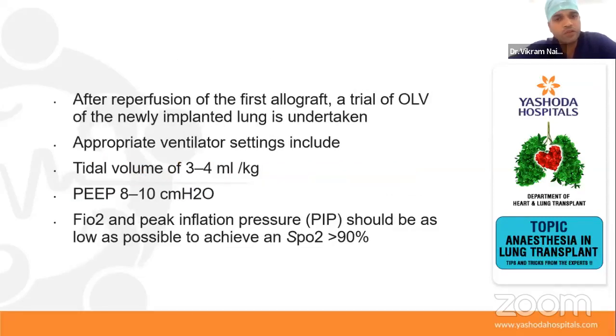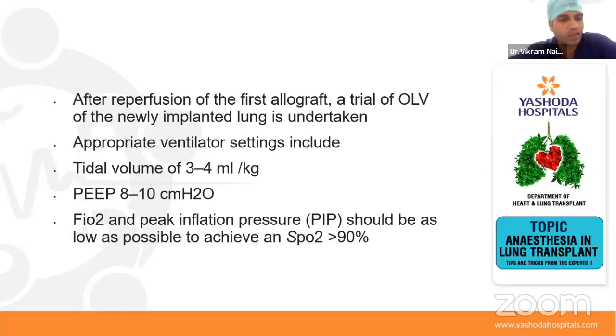After reperfusion of the first allograft, a trial of one-lung ventilation of the newly implanted lung is undertaken. Appropriate ventilator settings include a low tidal volume of 3 to 4 ml per kg with a PEEP of 8 to 10 centimeters of water, preferably a low FiO2 of 0.3, and the peak inspiratory pressure should be as low as possible, achieving a saturation of above 90.